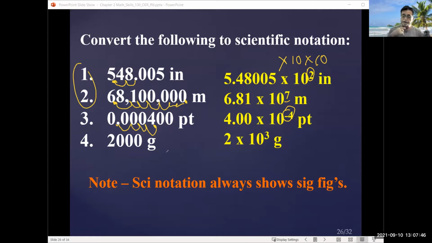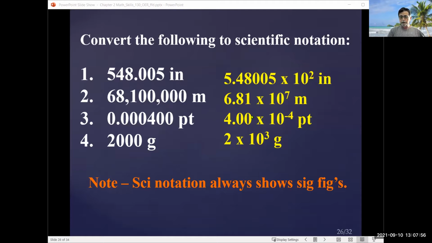And then the last one is 2 times 10 to the third. So we went through that scenario, and as a quick refresher on that. Now, how do you input this number into your calculator?